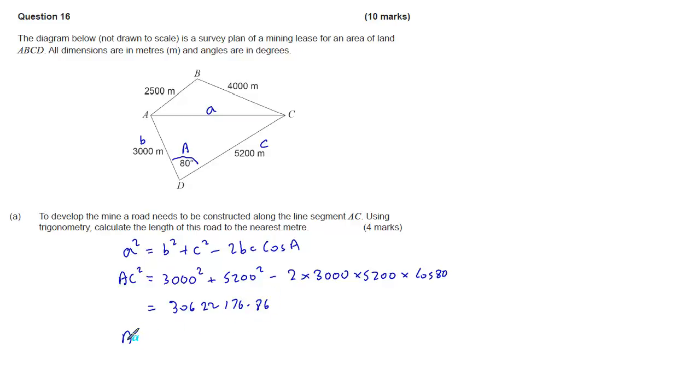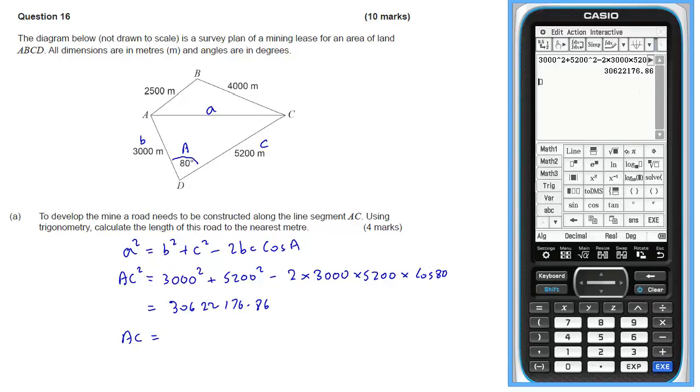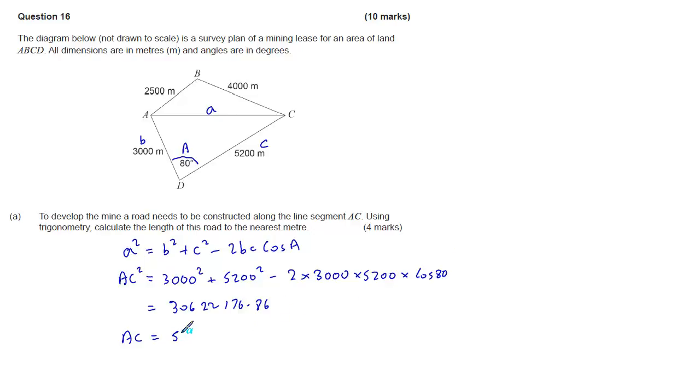30,622,176.86, and that means that AC is the square root of that. So square root of my last answer, and that gives me 5534 to the nearest whole number.